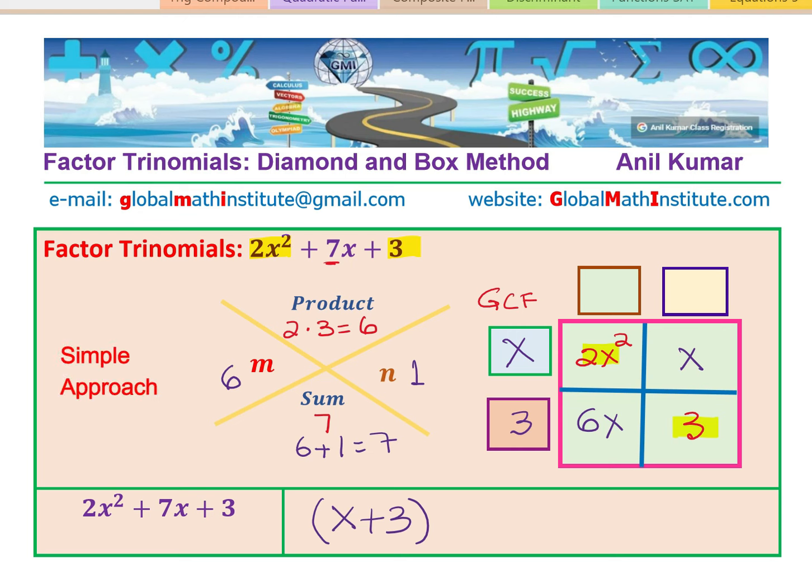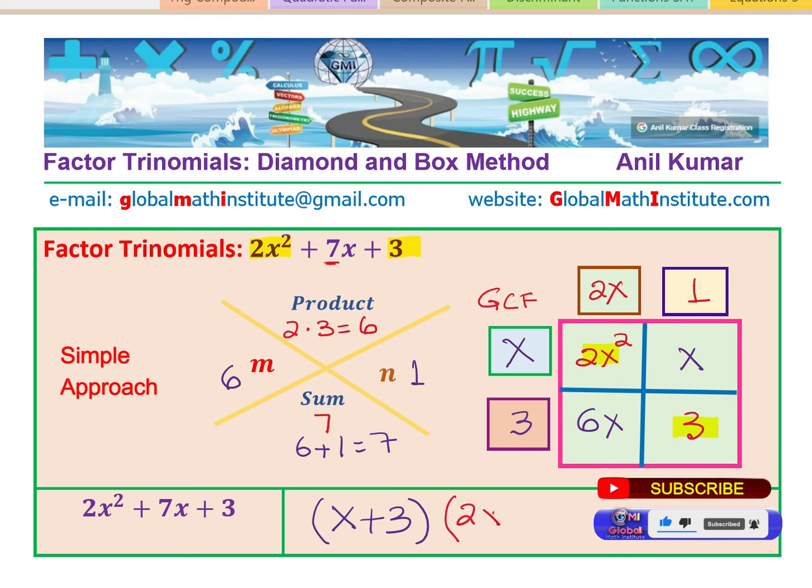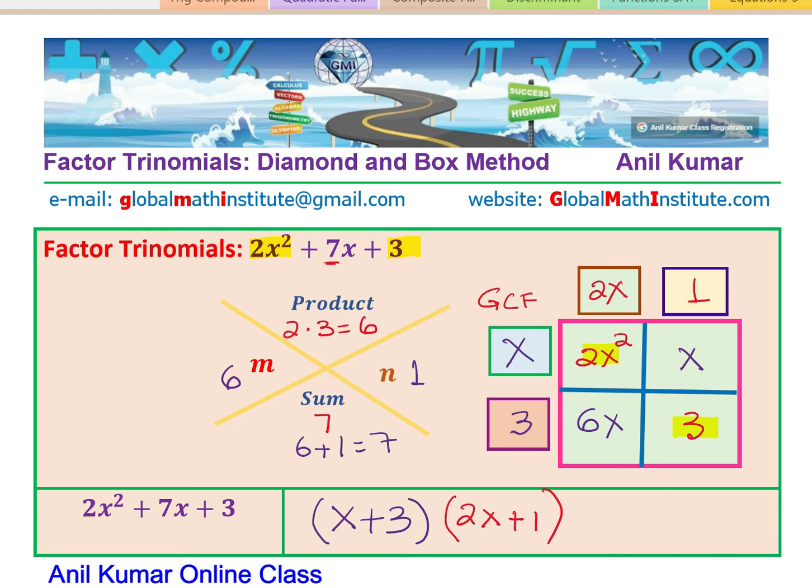Now let's look into the column. 2x squared and 6x. What is common here? The number 2 is common and the variable x is common. So we could write 2x. Between x and 3, nothing is common, but 1, as you know, is always common, right? So we get the other factor, which is 2x plus 1. That is how we could factor the trinomial 2x squared plus 7x plus 3 using this method of diamond and box. Is it clear to you?